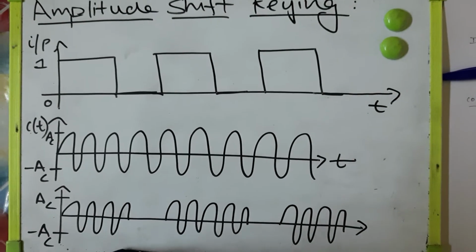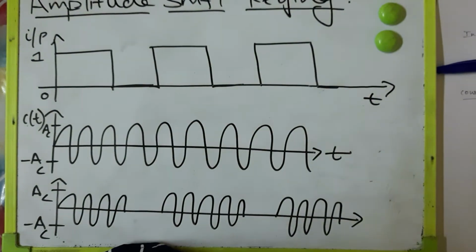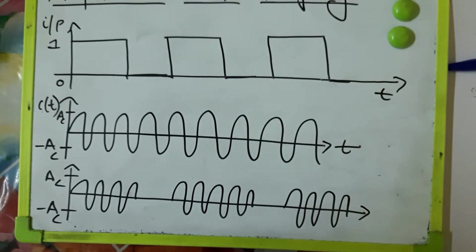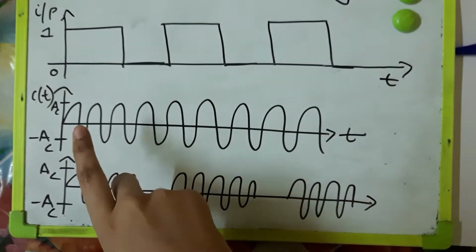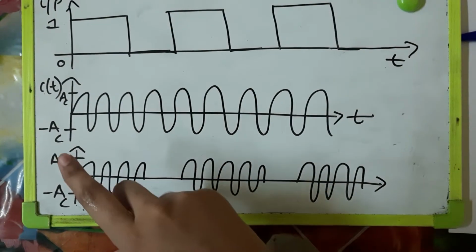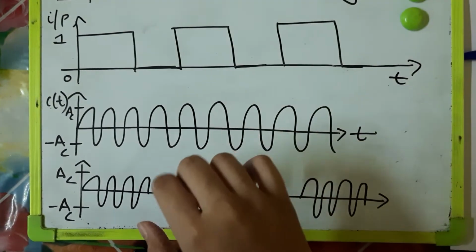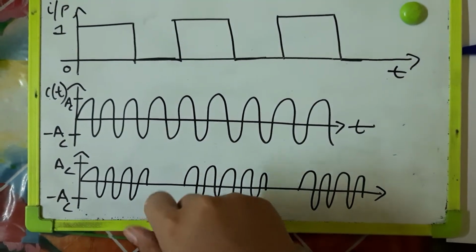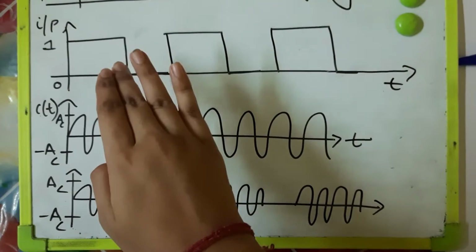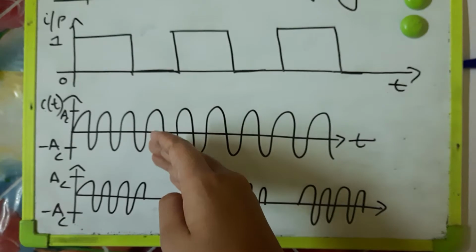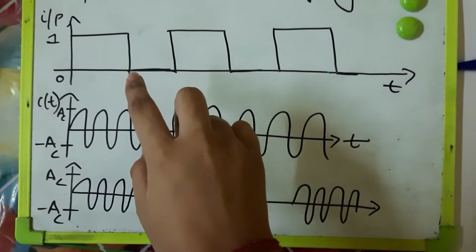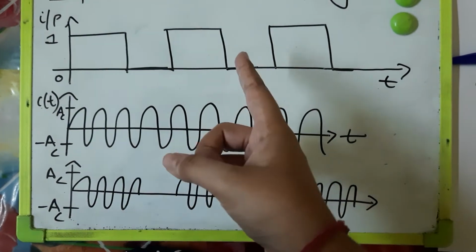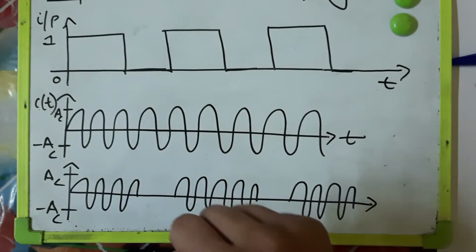In ASK modulation, my input signal will be a digital pulse having the sequence 10101 and I will have a carrier signal as usual as C of t. Now when I multiply these two signals, what do I get? Wherever I have 1, in that portion alone I will have my carrier signal. Wherever I have 0, my output will become 0. Again 1, again only in that portion I will have my carrier signal.